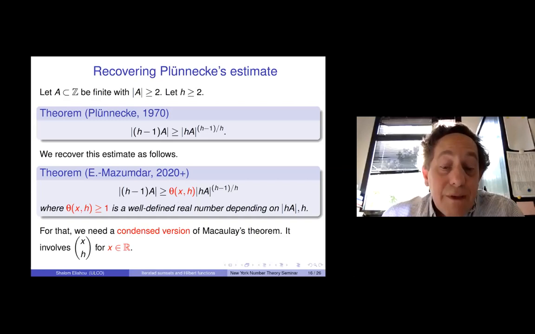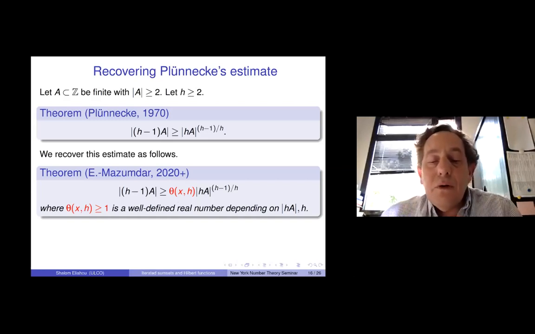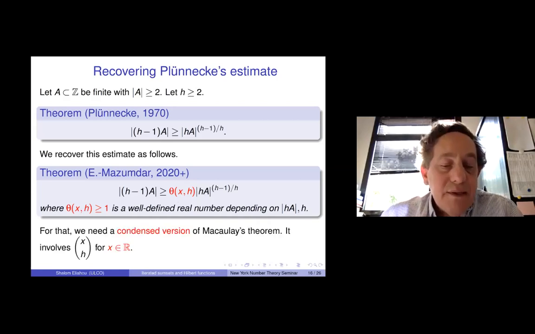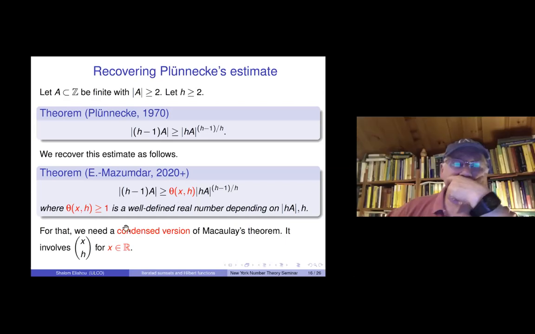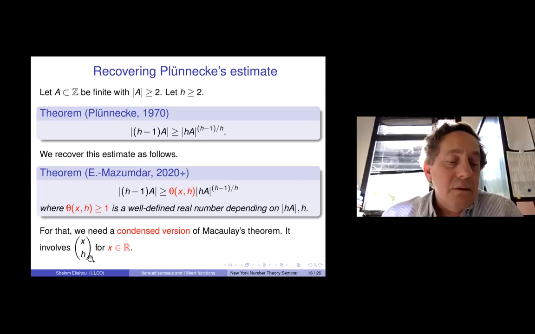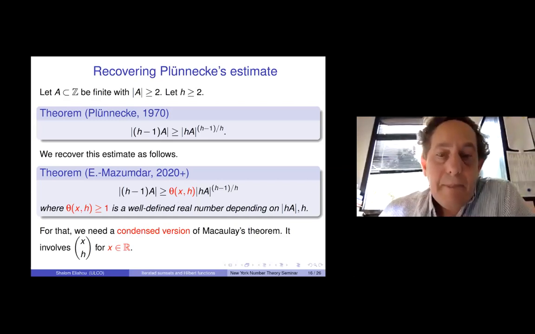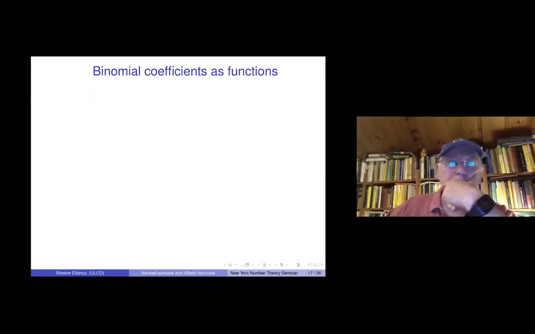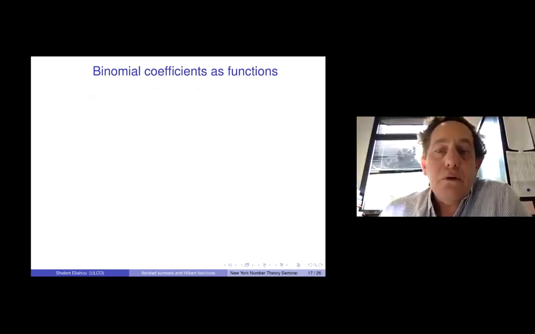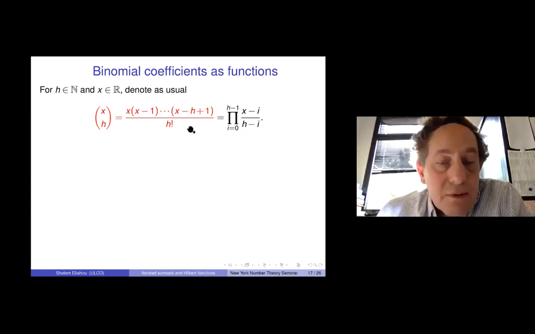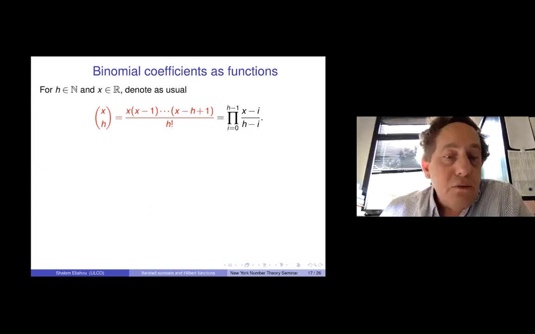But in order to get that, we don't know how to get it from Macaulay's theorem proper, but we can get it from a recent condensed version of it, which involves these generalized binomial coefficients. So let me recall what that is. Binomial coefficients where the top is no longer an integer, but a variable, say. You know that very well. Binomial x choose h, you can even take a variable, is just defined as if x was an integer.